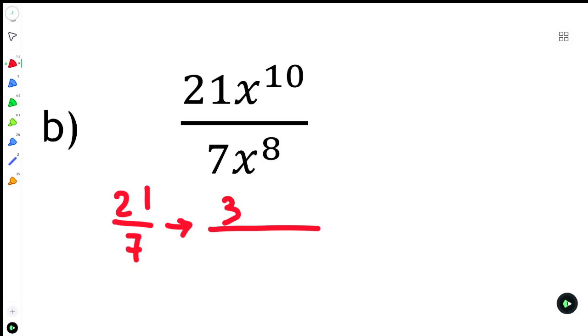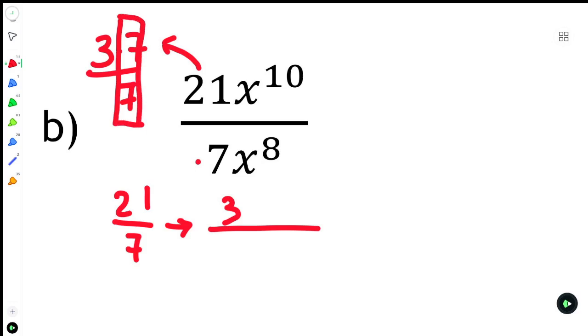Another way I can look at that is this number 21 is 3 times 7, and I've got a 7 in the denominator. So when I rewrite 21 as 3 times 7, and I see that I have a factor of 7 in the denominator, that's gone, and I'm left with just the 3 in the numerator. So we got that part. There's going to be a 3 in the numerator.